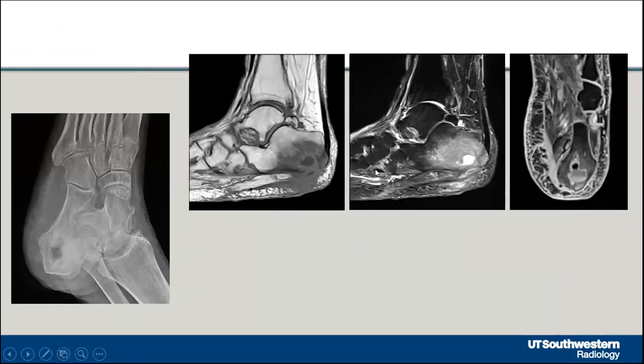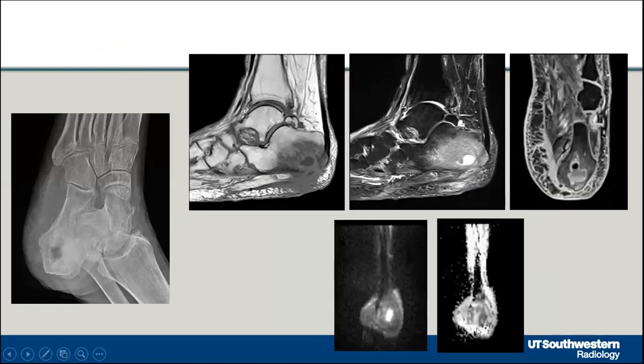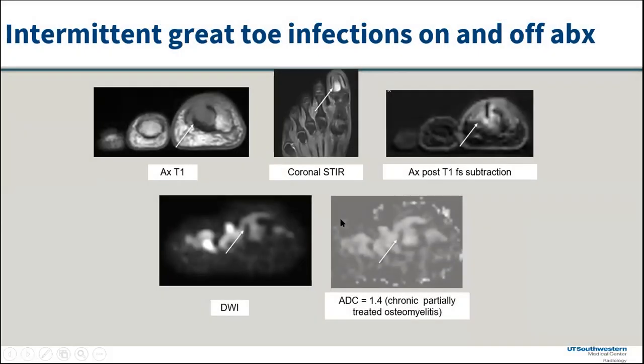You can have intraosseous abscesses. So when abscesses are there, these are in a restricted small space, and they're going to restrict. They'll have this black sign on ADC. So white on DWI, black on ADC. So you can find these small areas of pus pockets.